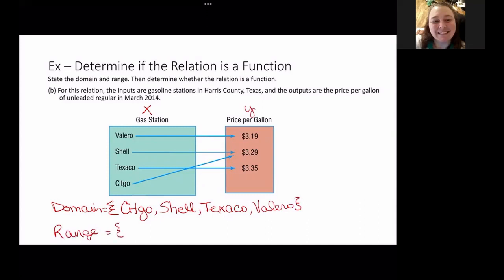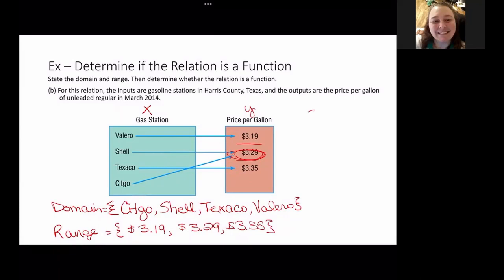Your range is going to be what then? So your range is going to be the Y, right? Now this we can put back in numerical order. Now, if you look at the range, there's one that's used twice. Well, in the range, we only list it once though. So let's start, we're going to go 319, 329, and 335. Okay, so that's the range.